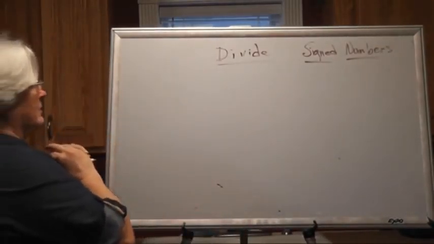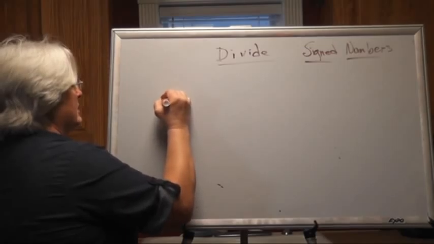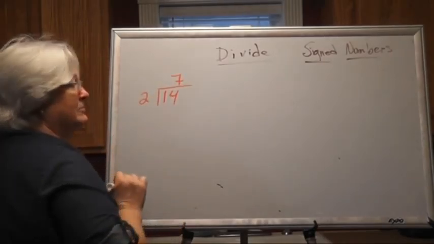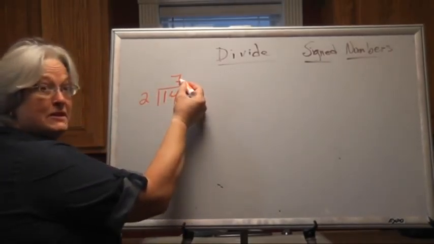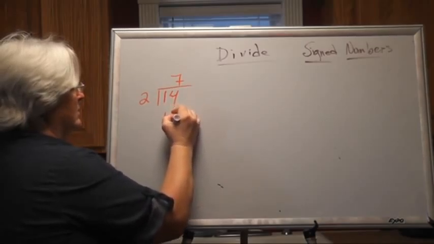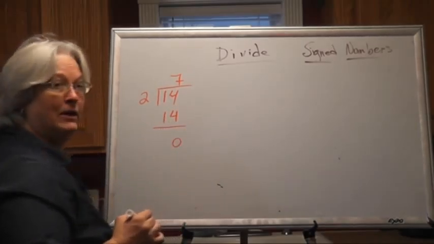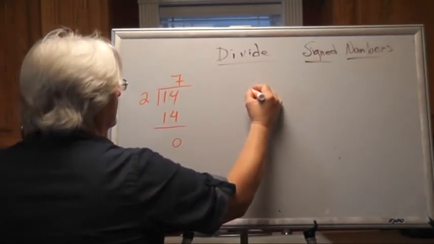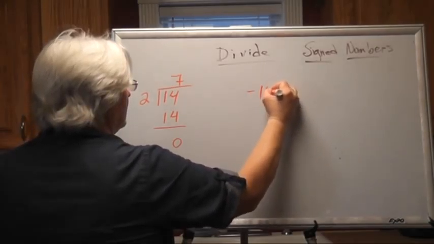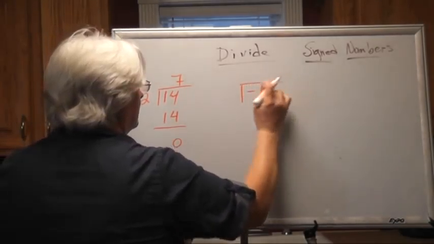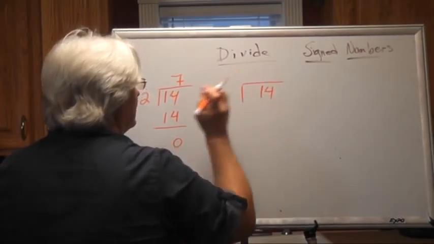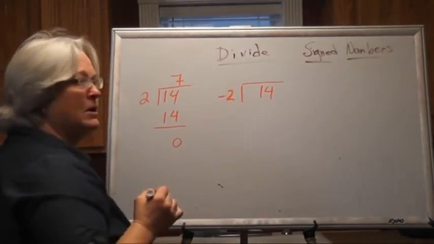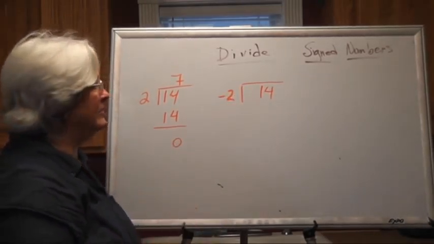Let's go back to here. We have 14 divided by 2 is equal to 7. Because 7 times 2 is 14 and we have no remainder. You remember that? What happens if we have negative 14? If we have negative 14 divided by a negative 2. We want to see what's going to happen with our dividend, with our divisor.